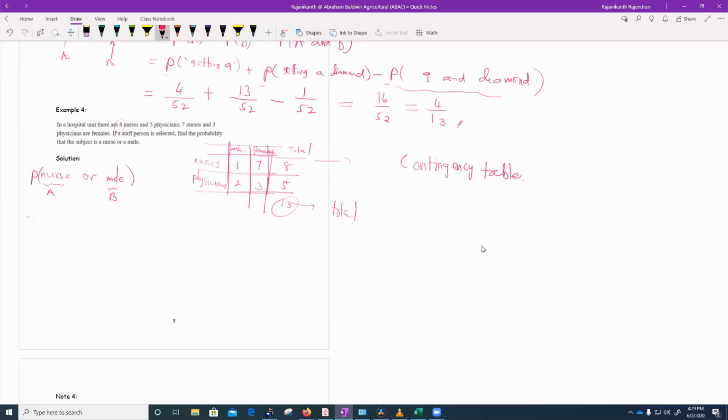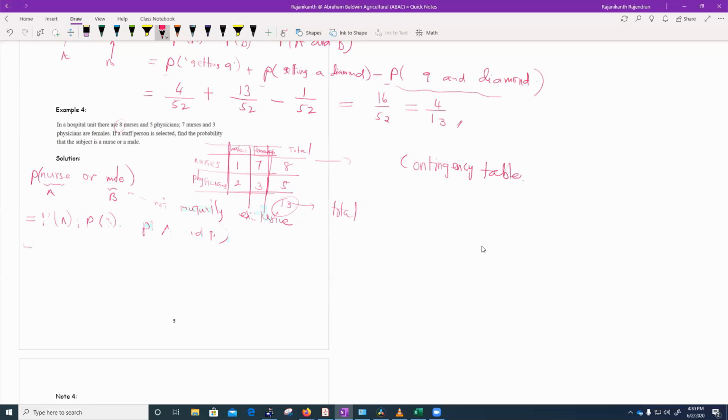So ask yourself what kind of events these two are. Are they mutually exclusive? Can these two events happen simultaneously? You are choosing one person. Is it possible that the person is a nurse and at the same time a male? Yes, it is possible. Therefore, this is not a mutually exclusive event. Therefore, I am using the second addition formula. P of A or B is P of A plus P of B, then subtract P of the overlap, A and B.